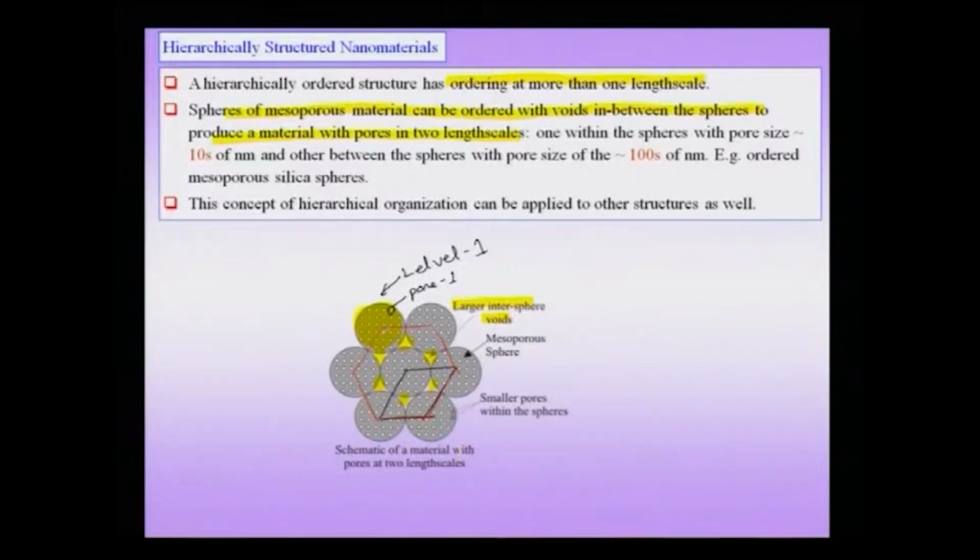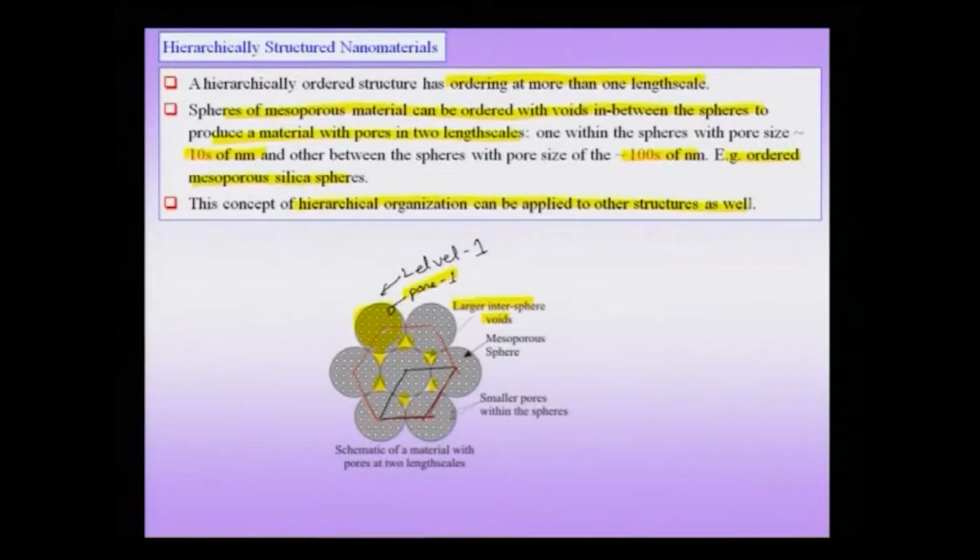Therefore, you can clearly see this is an example of a case where there are two length scales of pores: one length scale of the order of tens of nanometers, which could be the smaller pore, which is shown here, and between the pores, which could be hundreds of nanometers. Examples of such structures are the mesoporous silica spheres, and this concept of hierarchical organization can actually apply to other structures as well.